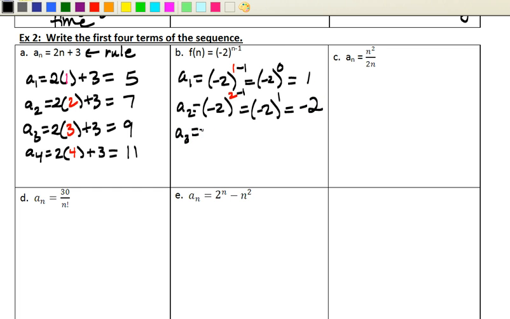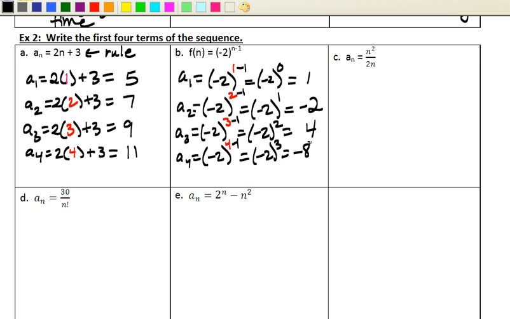Few comments, just make sure you use parentheses. Make sure you plug things in correctly, and don't take shortcuts if you can help it. So let's see here. I end up with 4. Again, it's the -2 with parentheses. -2 to the 3rd is -8.